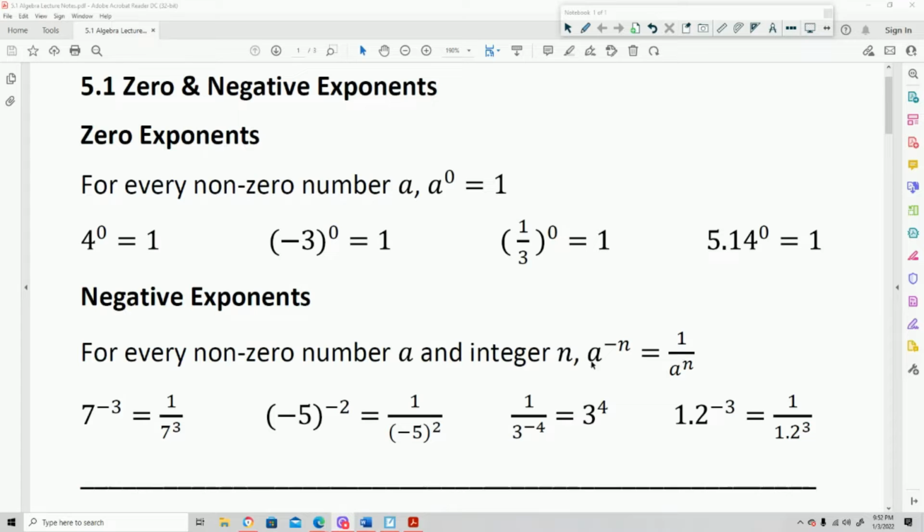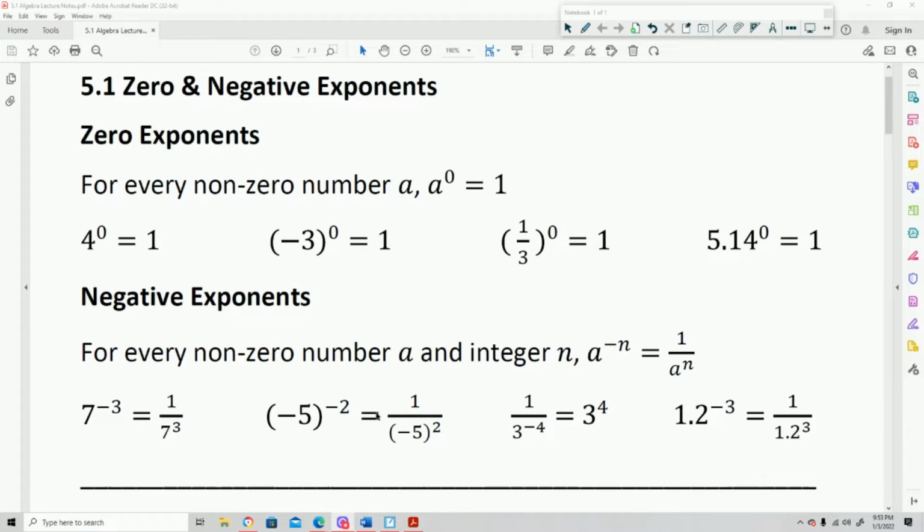This is the reciprocal. When you see a negative exponent, it is a reciprocal. And that's probably the best way to think of it. So let's look at the first one: 7 to the negative 3. The negative 3 is telling you to move it to the denominator. So the reciprocal of this would be 1 over 7 to the third. You move the 7 to the negative 3 to the denominator, you take off the negative, and it's a positive 3 in the denominator.